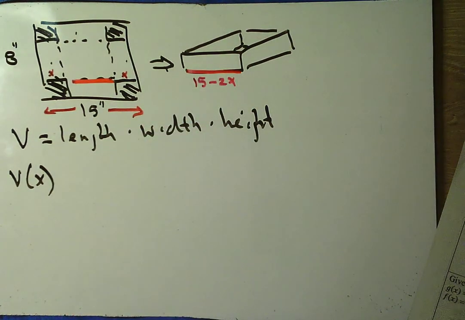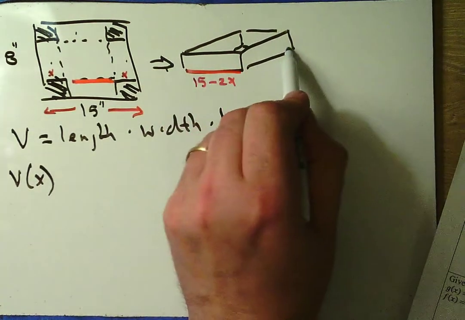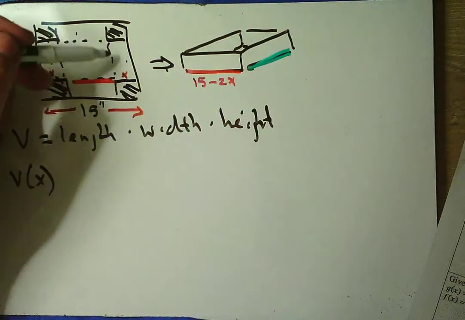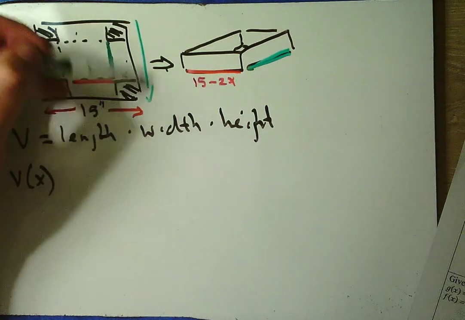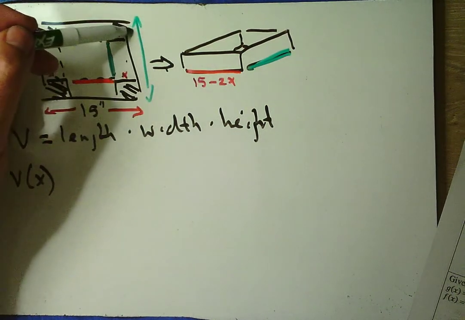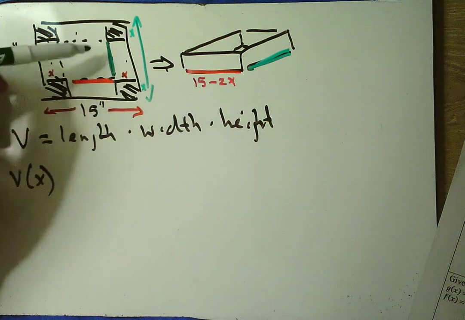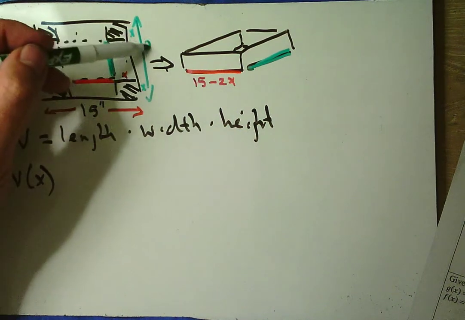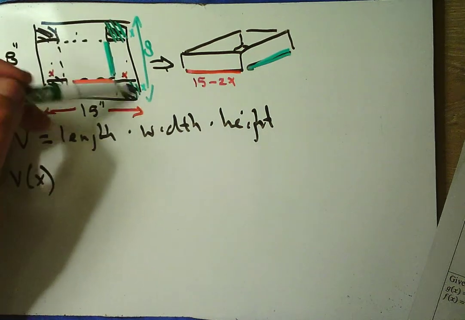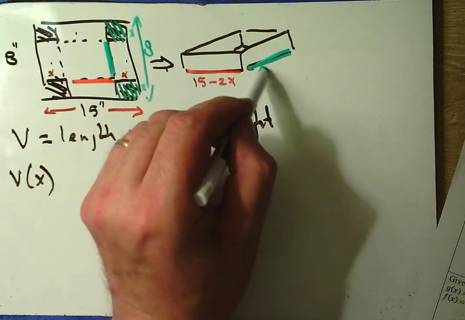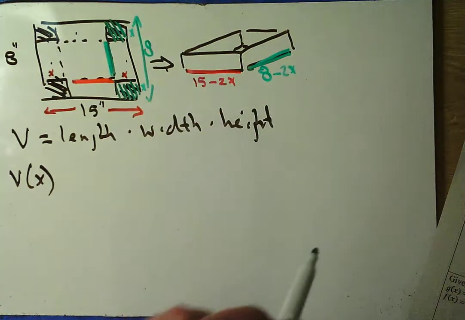Now, this piece here is this. And how long is that? Well, I know that this whole thing is 8, and that this is x, and this is x. So this is going to be the 8, the whole side. Take this away, take this away. So this will be 8 minus 2x.